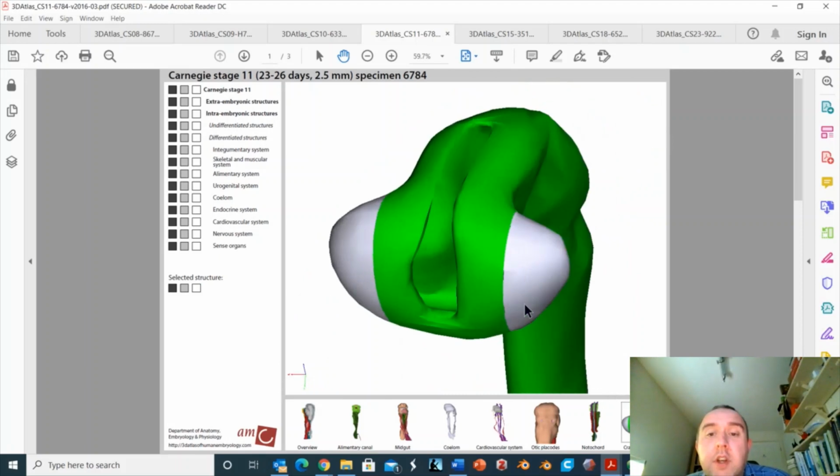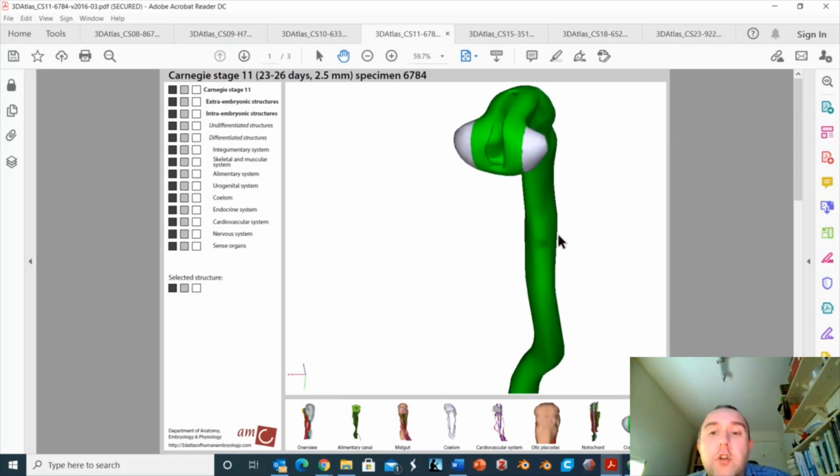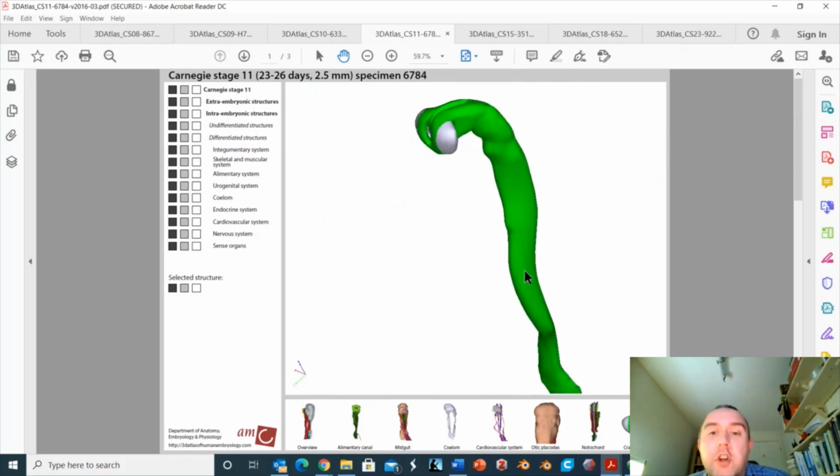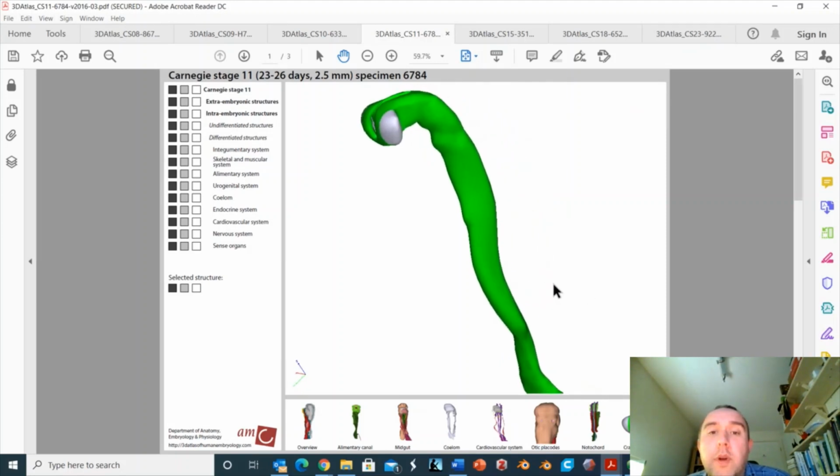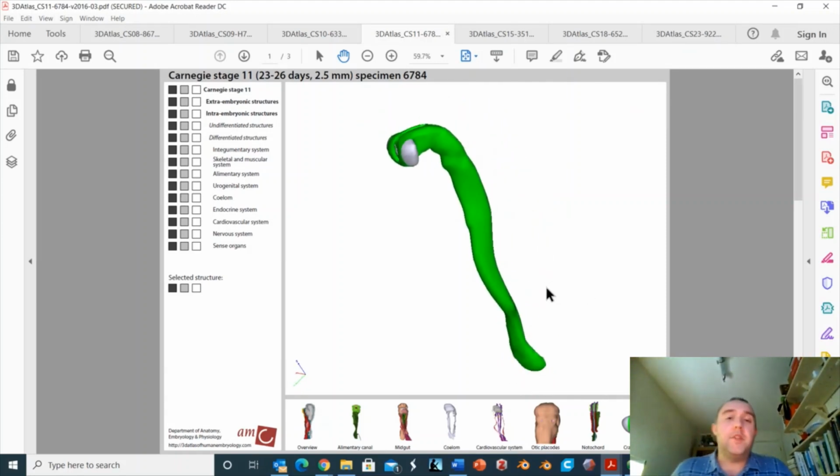So by clicking on this, we can extract just the neural tube and isolate it from the other structures. So this is the neural tube, and you can see at this stage the neural tube is still really quite simple.